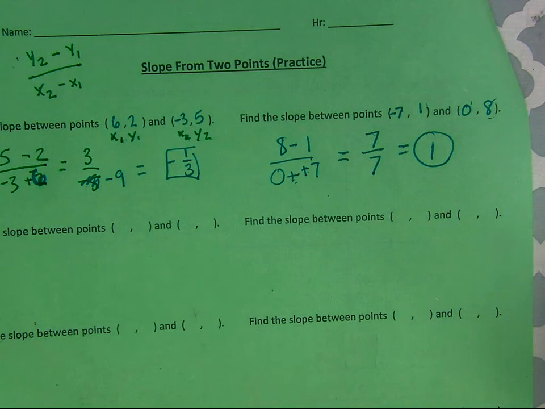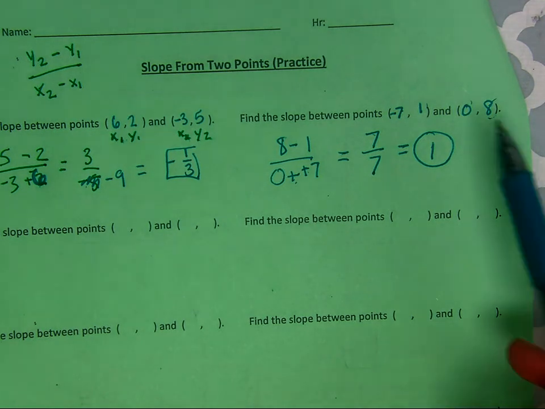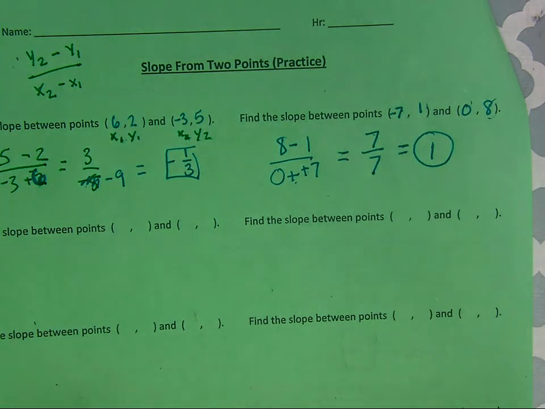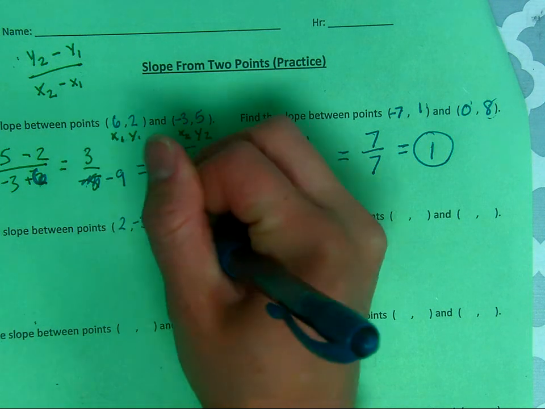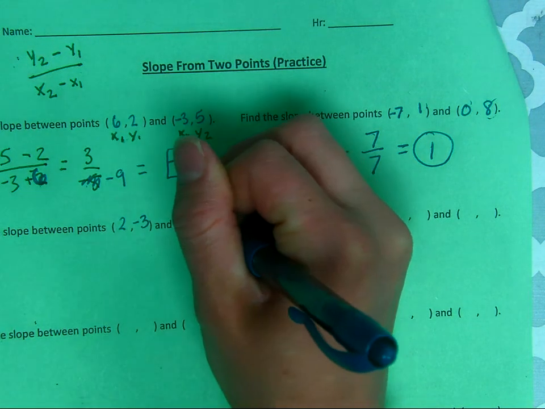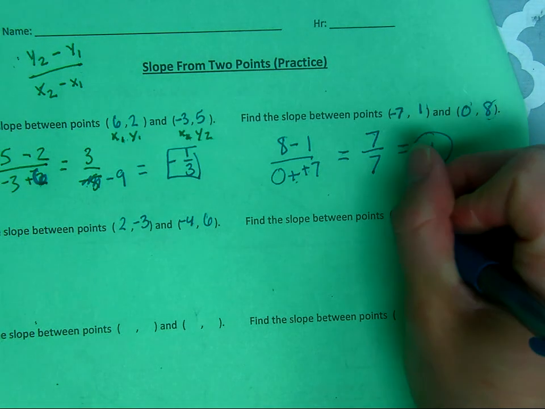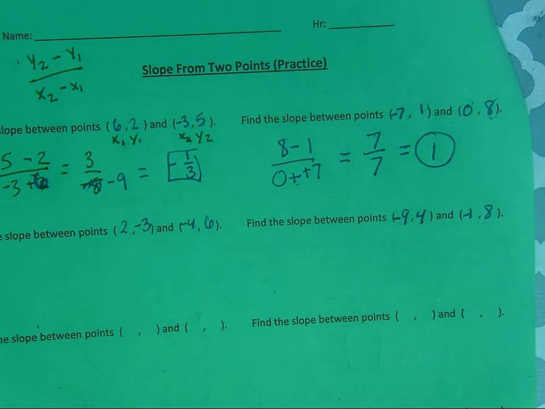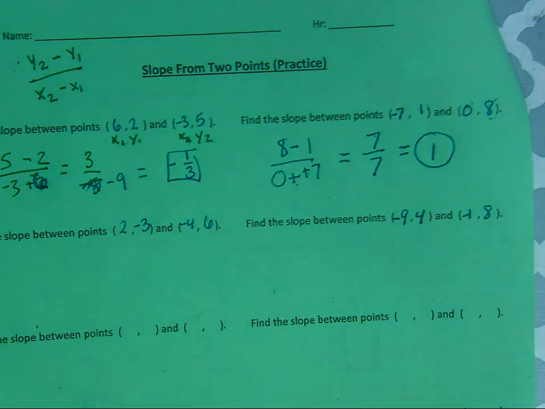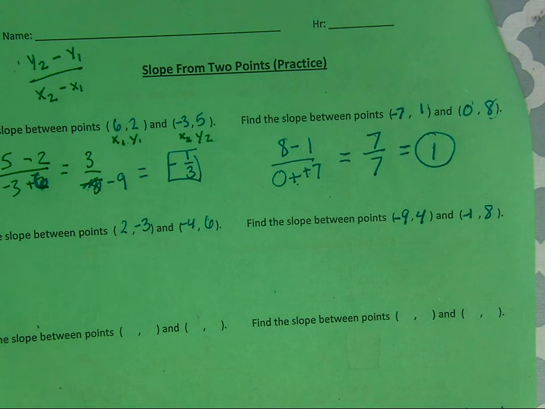So again, we're still finding slope. These numbers are still describing steepness of a graph. We aren't just visually, we aren't looking at a line. We're just doing it with the coordinates. So here are 2 for you to try. Let's go ahead and pause the video and try those problems.